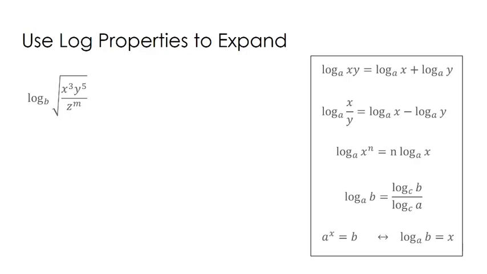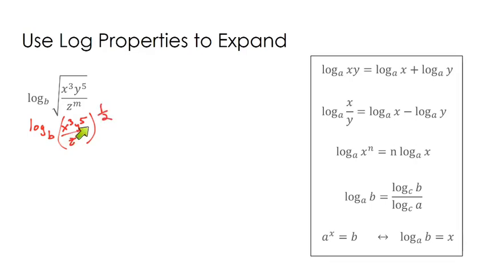In this example, we've got an entire expression in a radical. So just like, I think it might have been the third example in the first slide, I want to rewrite that radical as an exponent. So I'm just going to start by doing that. Log base b of all this stuff in the numerator, all this stuff. But if it's square rooted, that's raised to the 1/2 power.